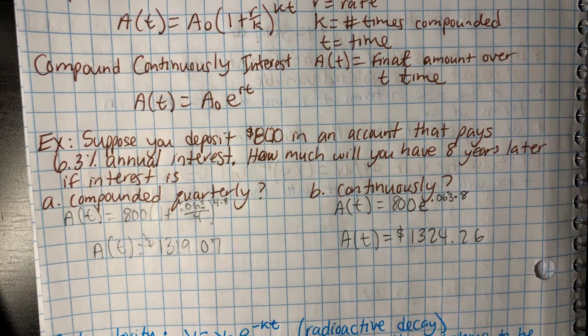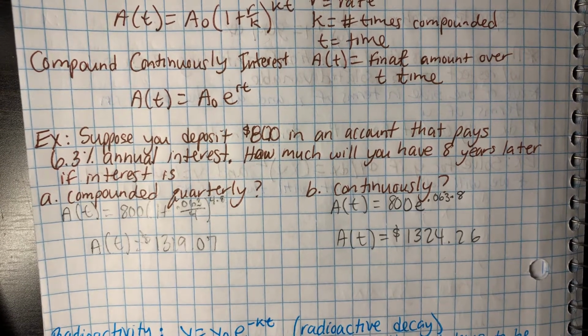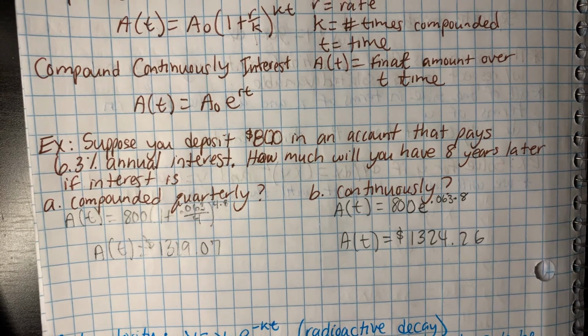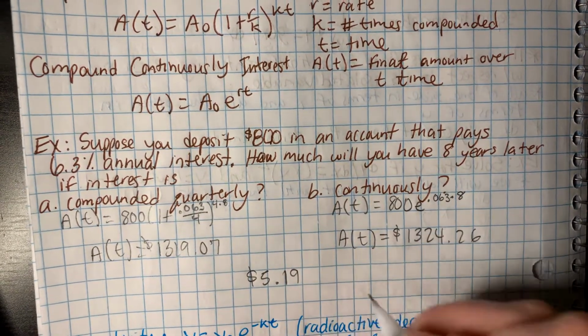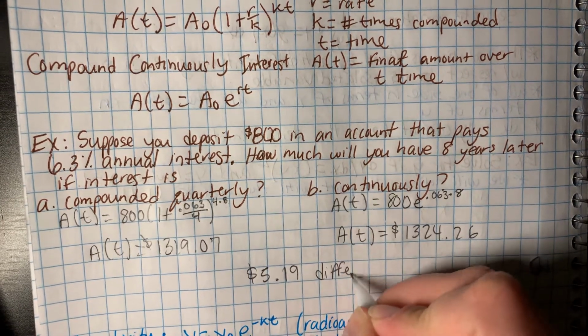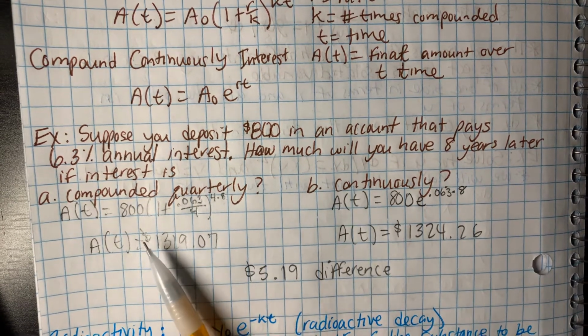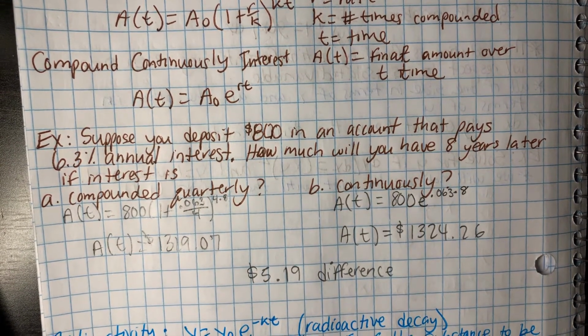Okay, but with greater amounts of money, it's going to be a greater difference. So in the end, maybe the difference of them is, well, we could do it. The difference of them is going to be $5.19 difference. Okay. But imagine on this one if we put in $8,000 instead. Okay, the difference would be a lot bigger.